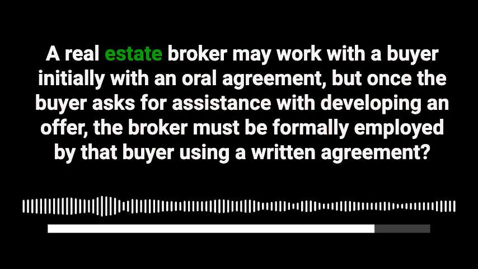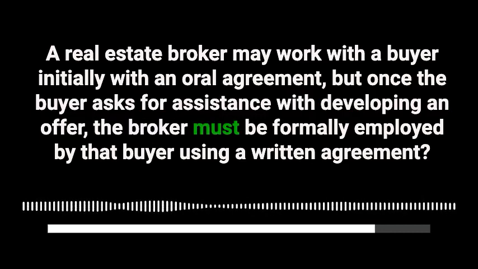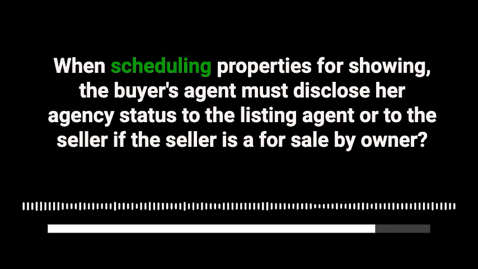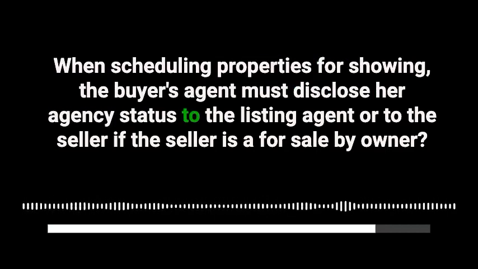A real estate broker may work with a buyer initially with an oral agreement, but once the buyer asks for assistance with developing an offer, the broker must be formally employed by that buyer using a written agreement. True. When scheduling properties for showing, the buyer's agent must disclose her agency status to the listing agent or to the seller if the seller is a for sale by owner.